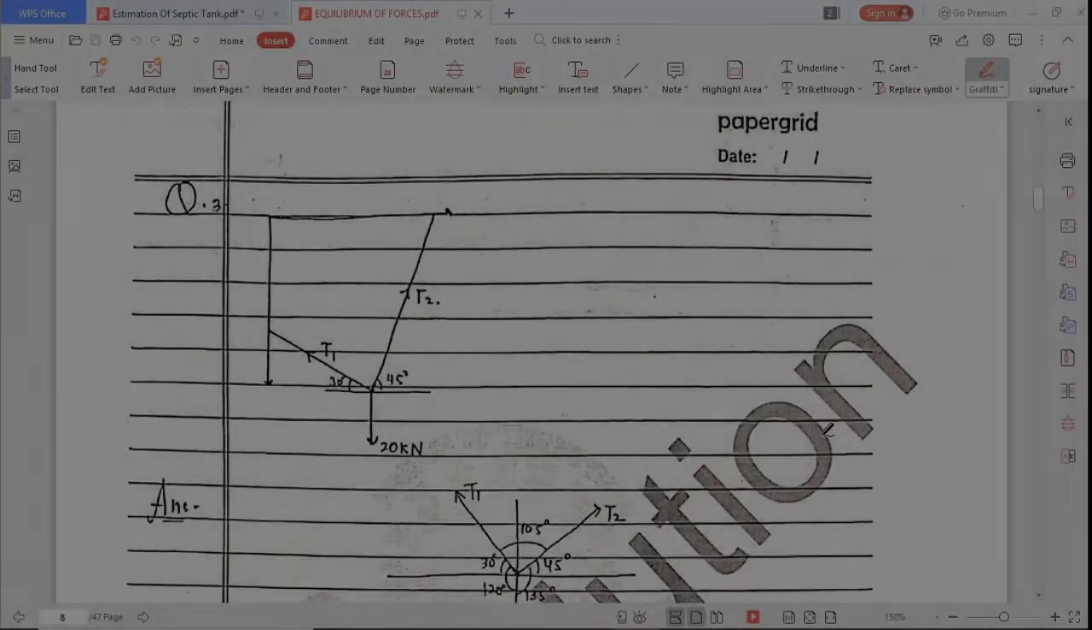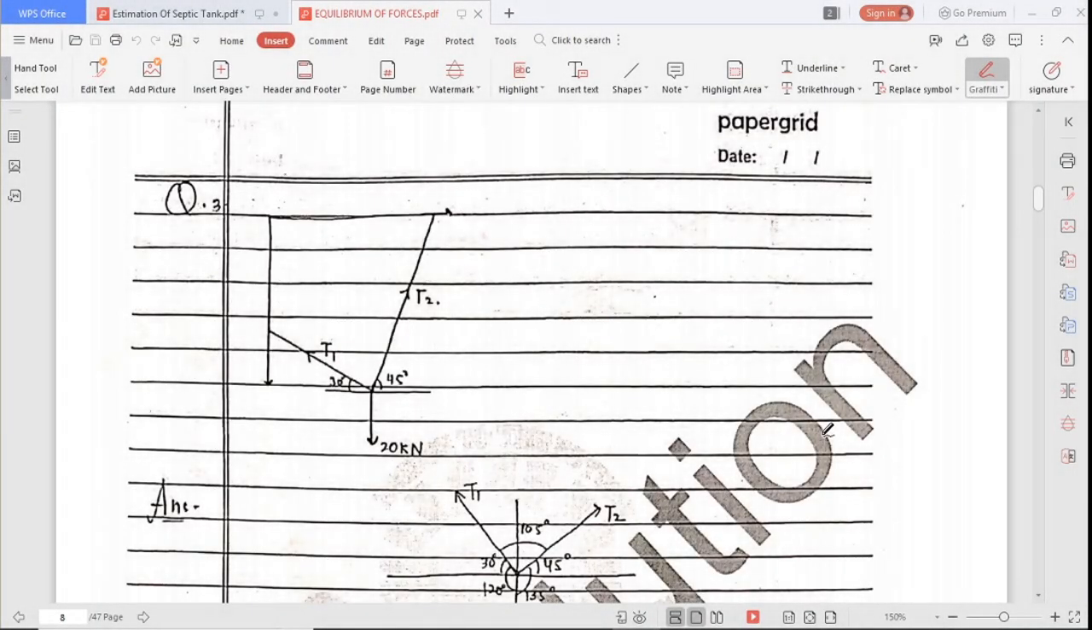Hello my dear students, in the last lecture we saw some of the theory part of equilibrium of forces, and also we saw the concept of Lami's theorem, and we solved two problems. Now we'll solve some more problems on that chapter. Okay, so question number 3.